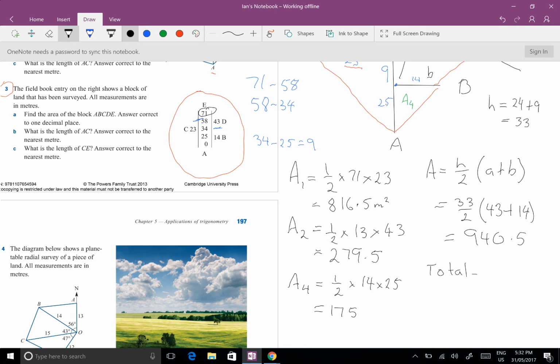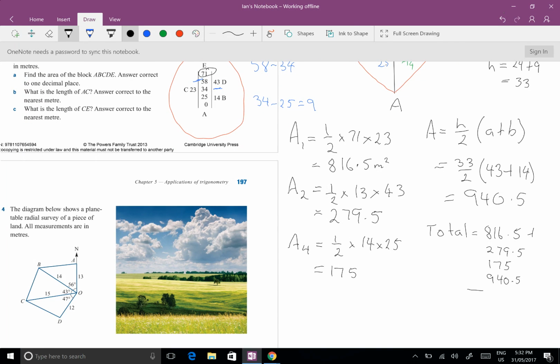Now, the total area, I'll just add them all up. So 816.5 plus 279.5 plus 175 plus 940.5. And I haven't got the answers in front of me, but we did this today in class, and I'm pretty sure this was the correct answer.